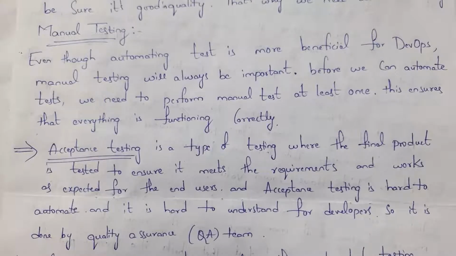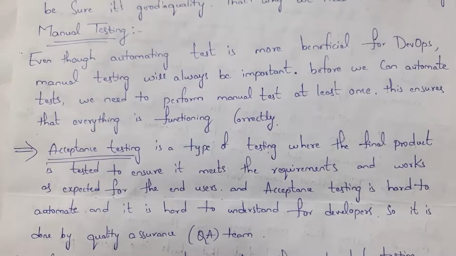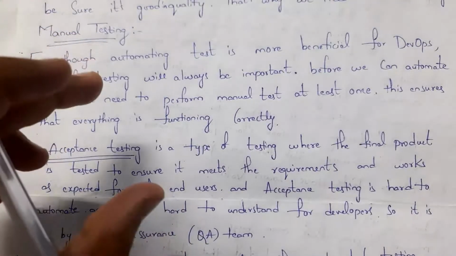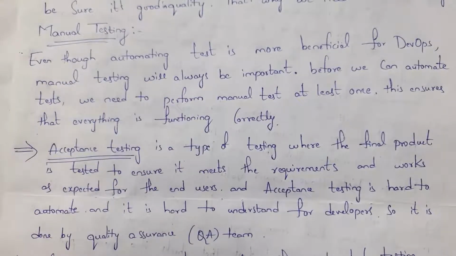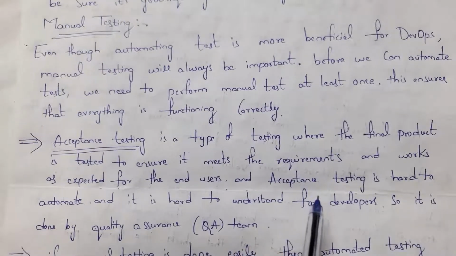Next one is acceptance testing. Guys, after developing the complete software, we need to test it to check whether it is working correctly as per customer expectations or not. If the software is working correctly as per customer expectations, then we will accept the software, or else we will reject it. This is known as acceptance testing. Acceptance testing is very hard to automate and normal developers cannot perform it. So it is done by a separate team called the quality assurance team. That is nothing but the testing team.